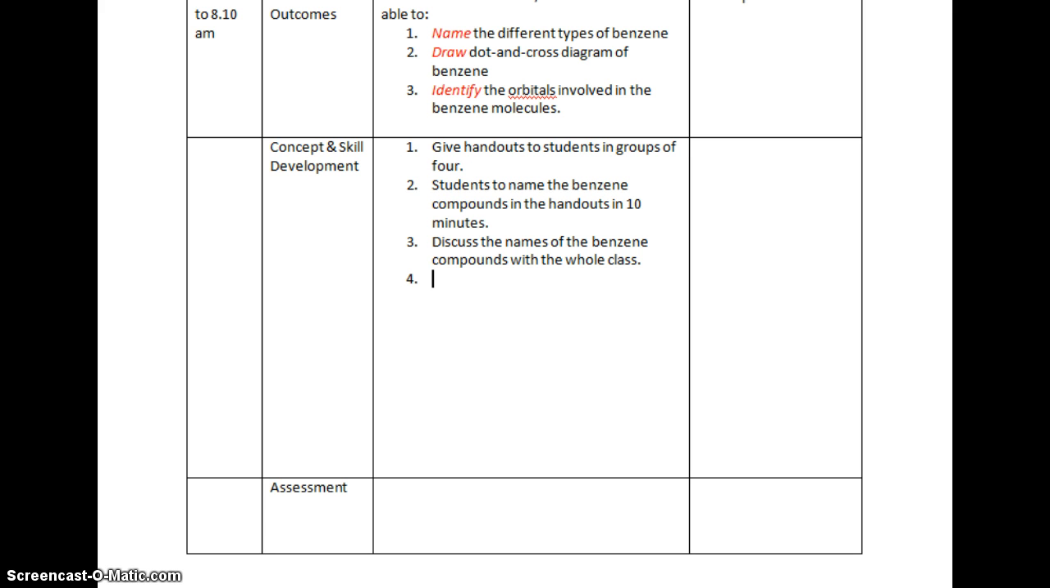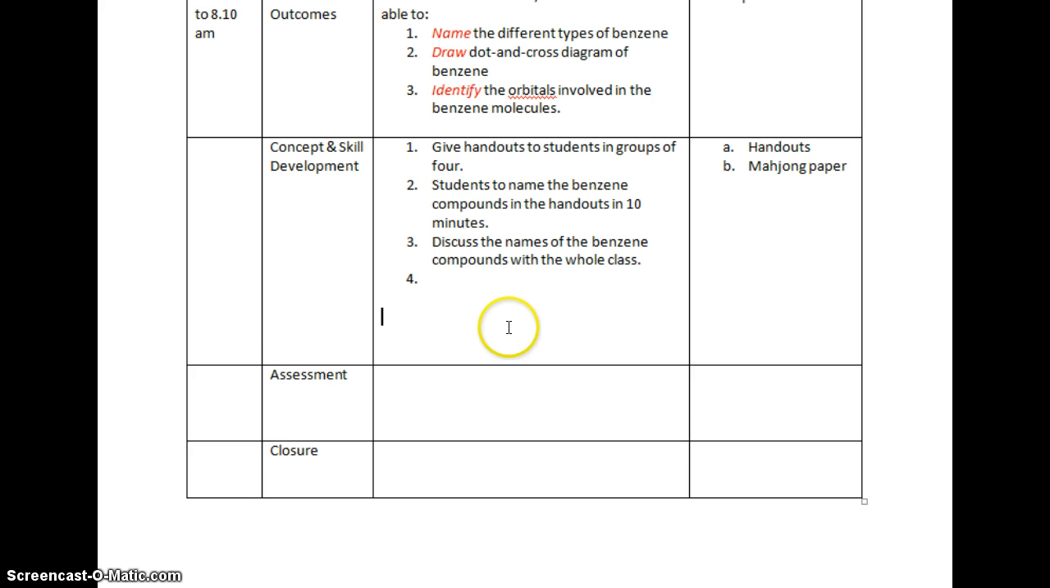So here you could once again give them handouts if you want to, or give them a real question from past year papers, and so on and so forth. Identify the orbitals. What you can do is to ask them to draw, and so on and so forth. So you can actually put in here the material and resources. A, handouts. And B, let's say mahjong paper, and so on. So yeah, those are just some ideas.